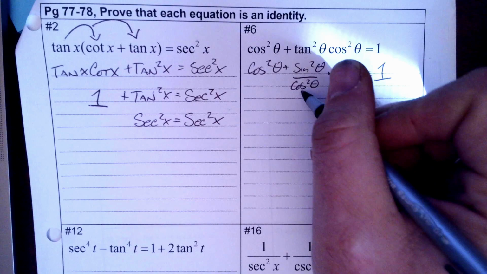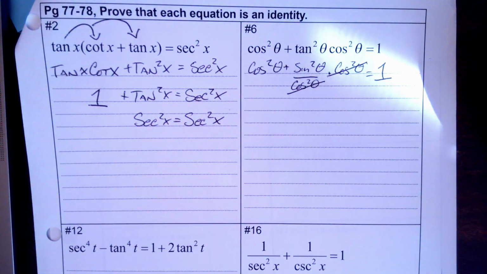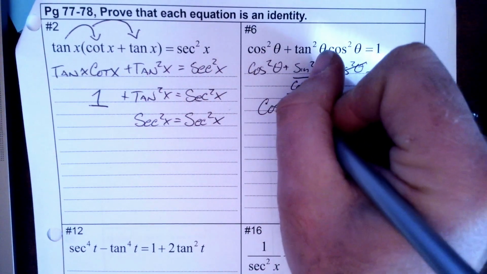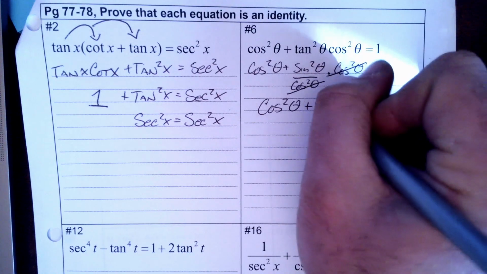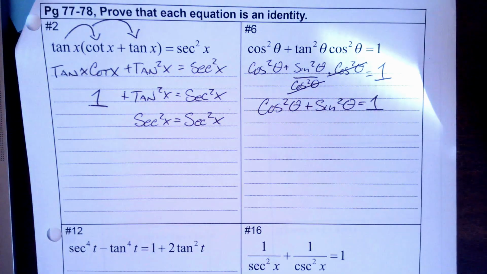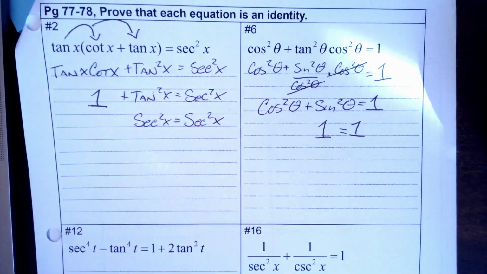And we might notice that because we are dividing by the cosine squared and multiplying by the cosine squared, they cancel each other out. So now we have that the cosine squared of an angle plus the sine squared of an angle equals 1. And that is our main trig identity. So 1 equals itself. And we have now proven that this is an identity.